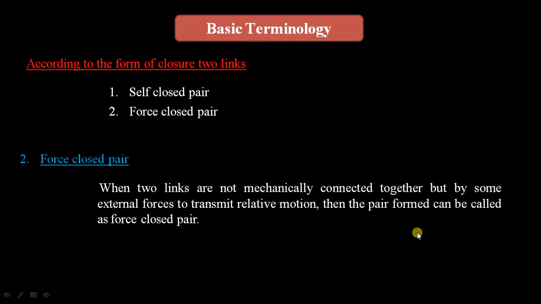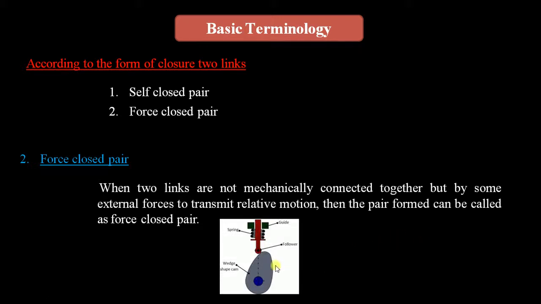For example, we can take the same cam and follower mechanism. This is the cam, this is the follower, and in order to maintain the contact between the cam and follower, we are using a spring here. This spring causes continuous contact of the follower with the cam during the rotation of the cam and during the reciprocation of the follower inside the guide we are providing. So this kind of pair formed is called a force closed pair. This is up to the classification of the kinematic pair.